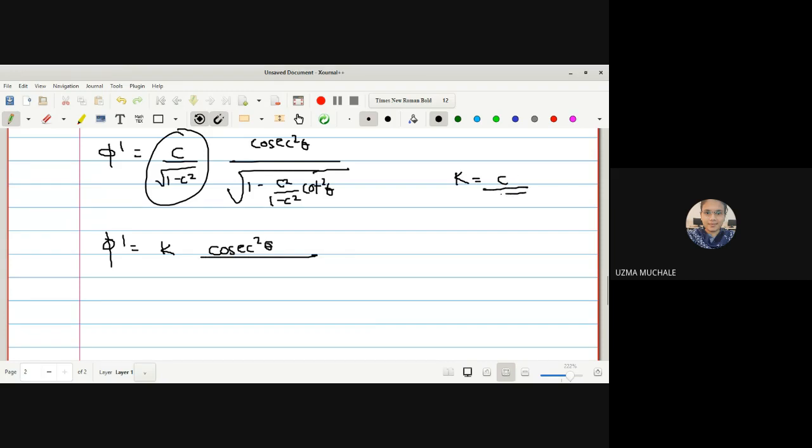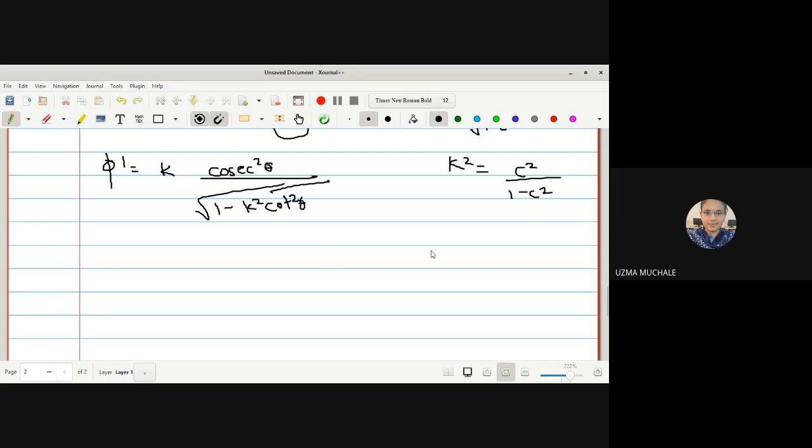if we consider this value as k, right? If you consider this k as this one, so I can write k square in the form of, yes, what is k square? c square upon 1 minus c square. So this term I can write as under root of 1 minus k square cot square theta, right?